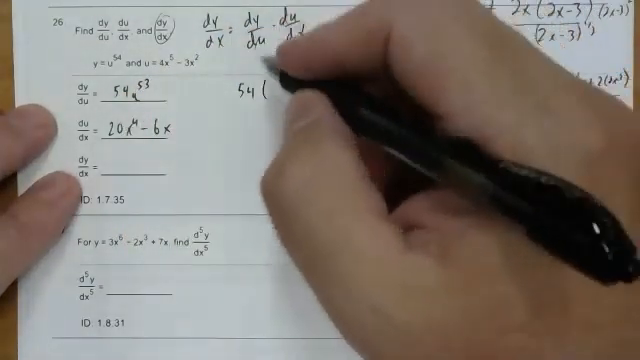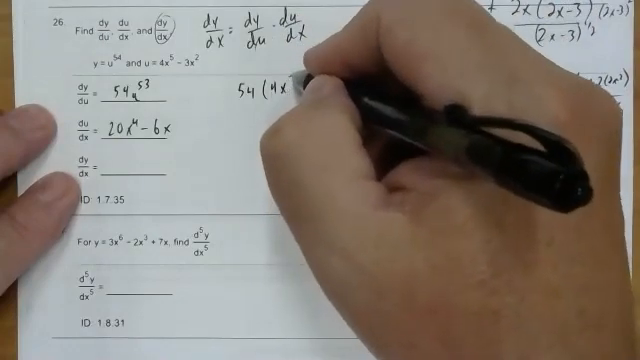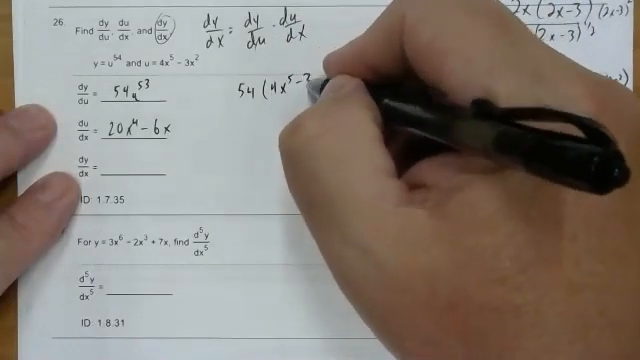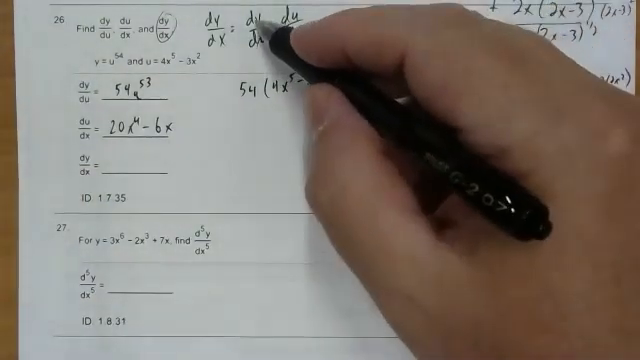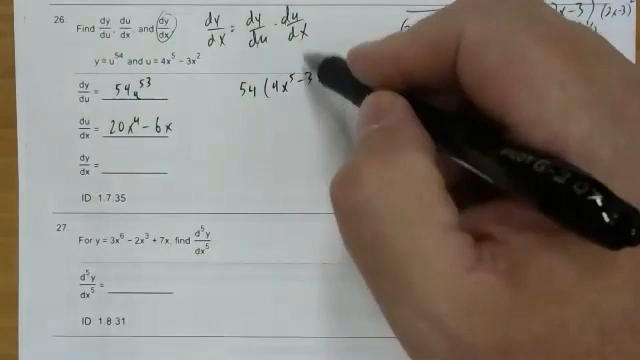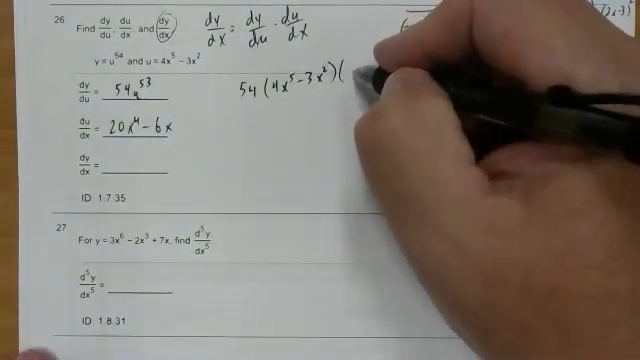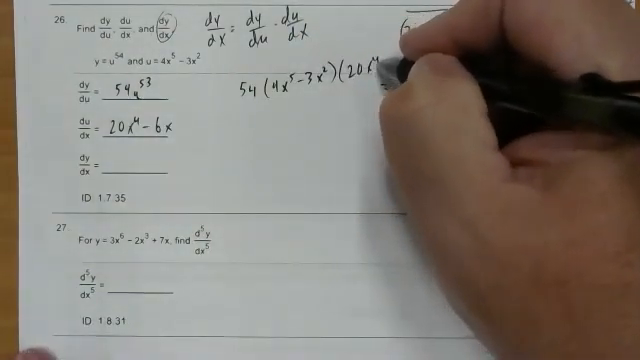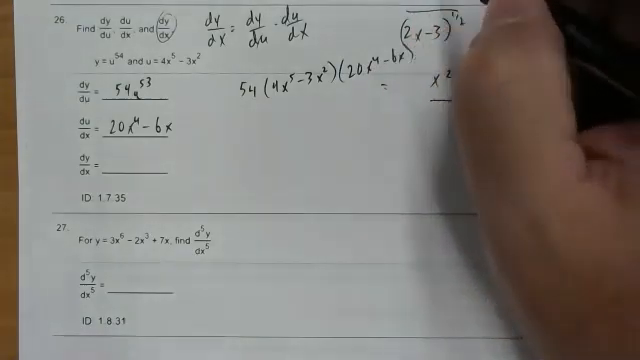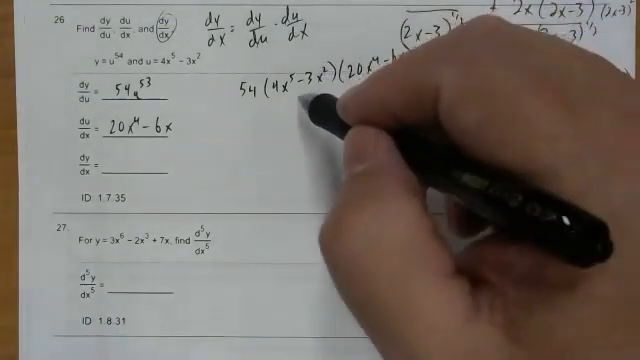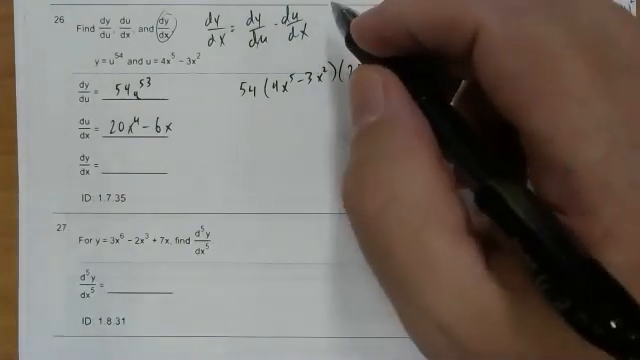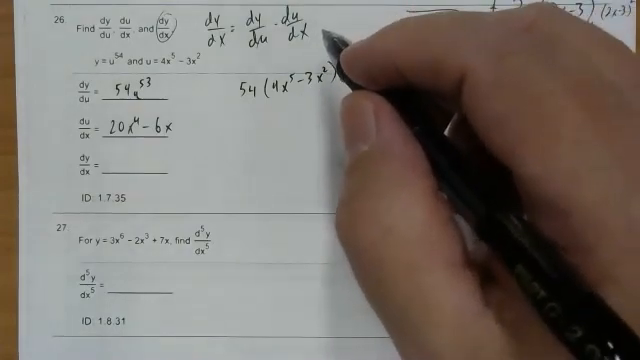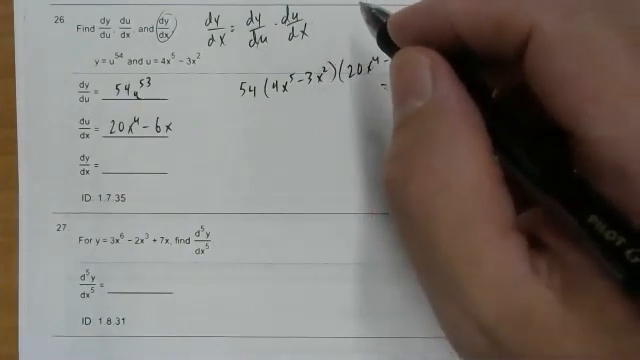So it's 54 times 4x to the 5th minus 3x squared. So that's dy/du times du/dx, 20x to the 4th minus 6x. Then you'd have to FOIL these parentheses out and combine everything. I'm just going to go ahead and give you the answer. I don't want to take the time.